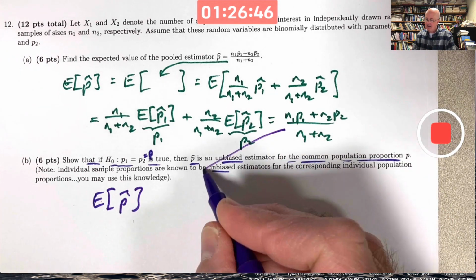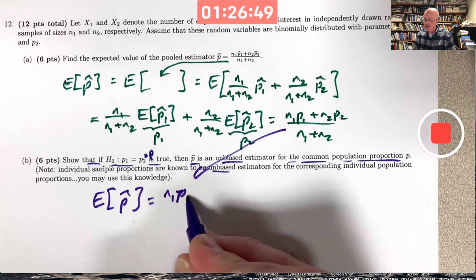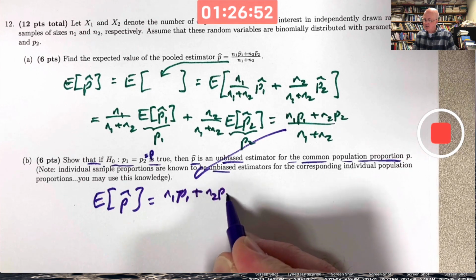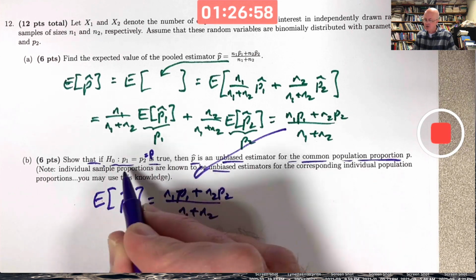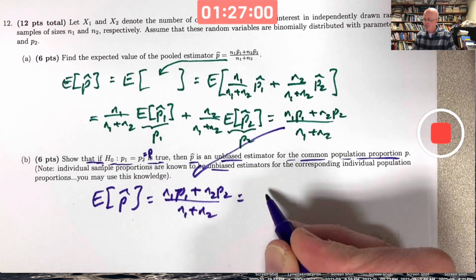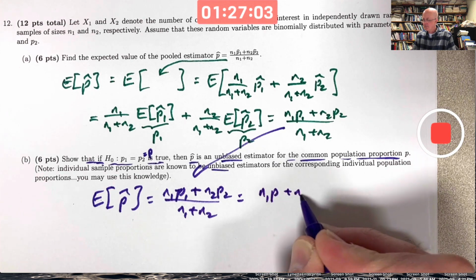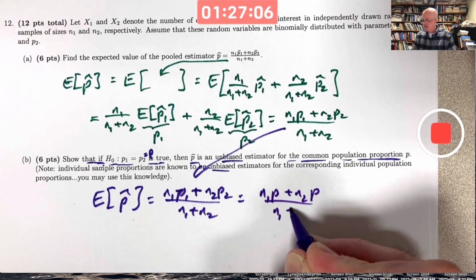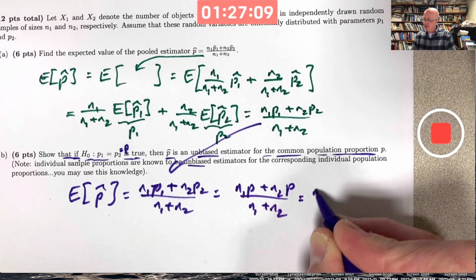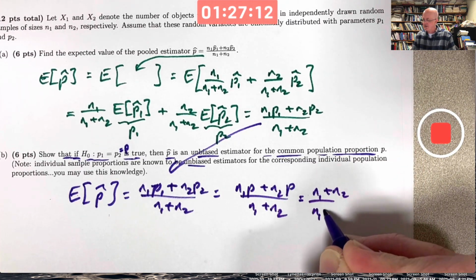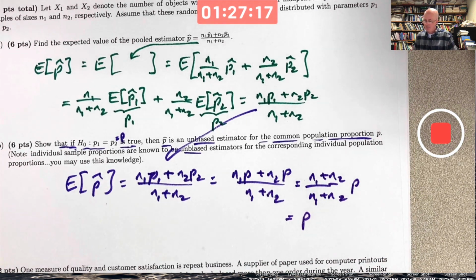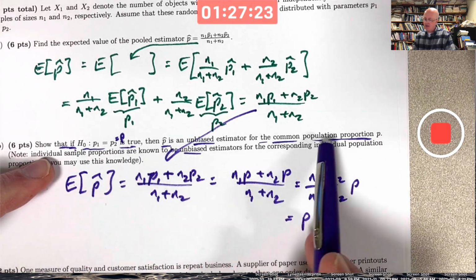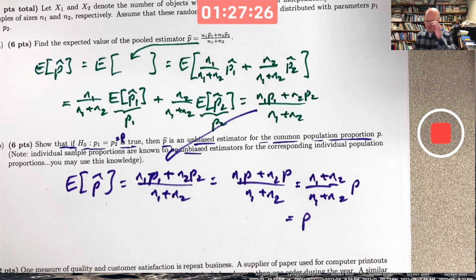Well, by part A, it's this. But by the assumption that p1 equals p2 in the null hypothesis, which we're assuming is true, we can replace both p1 and p2 by p. And then you can simplify because you can factor out the p. You can write this as n1 plus n2 over n1 plus n2 all times p, which is just 1 times p, which is p. Done. And that shows that p hat here is an unbiased estimator for p, the common population proportion, when we assume the null hypothesis is true.